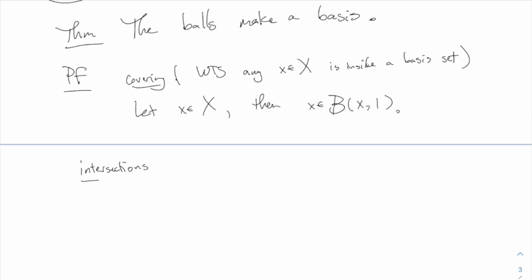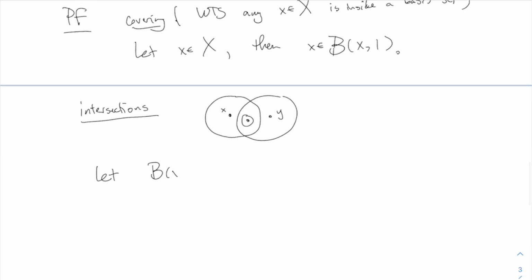So the intersections property, the picture that you should have in mind is if I have two balls like this, and there's a point in the intersection, then there exists another ball which is totally inside of the intersection. All right, that's the idea. So I'm going to say, let's say these two balls are the ball around x and the ball around y. I have to just make up two different radii.